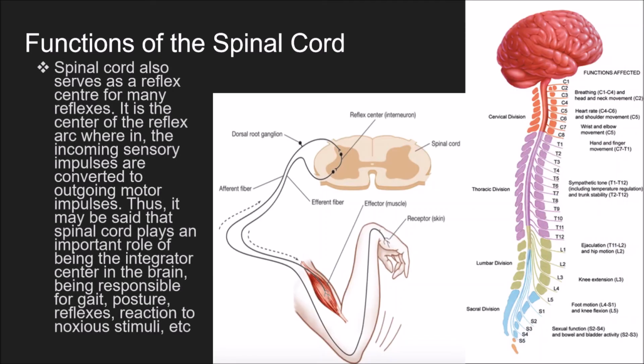Spinal cord also serves as a reflex center for many reflexes. It is the center of the reflex arc wherein the incoming sensory impulses are converted to outgoing motor impulses. Thus, it may be said that spinal cord plays an important role of being the integrator center in the brain, being responsible for gait, posture, reflexes, reaction to noxious stimuli, etc.